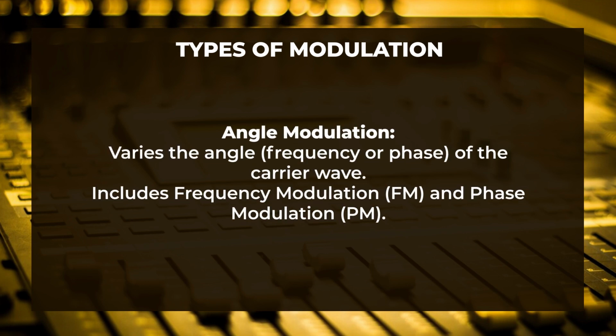Secondly, we are going to discuss angle modulation. Angle modulation includes both frequency modulation, FM, and phase modulation, PM. In angle modulation, the angular parameter, either frequency or phase of the carrier, is varied according to the input signal rather than its amplitude. Since amplitude modulation has already been covered in a previous lecture, today's focus will be on angle modulation.